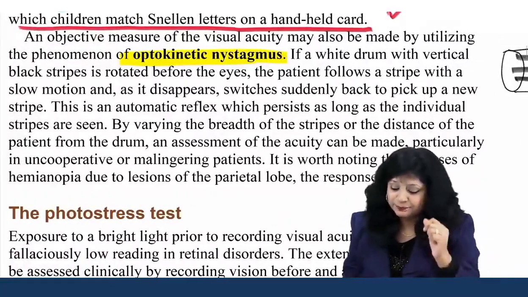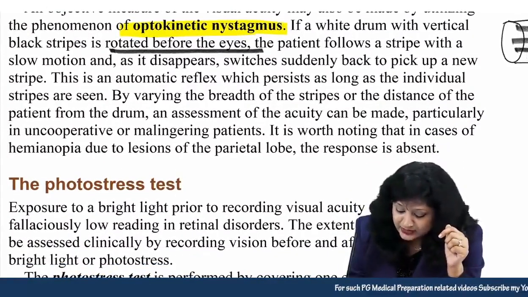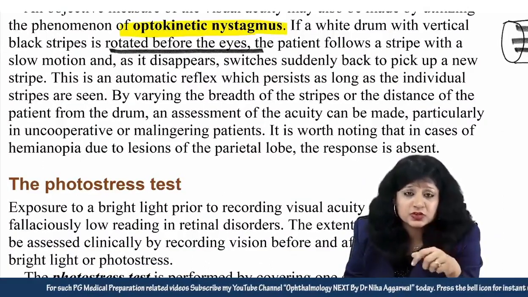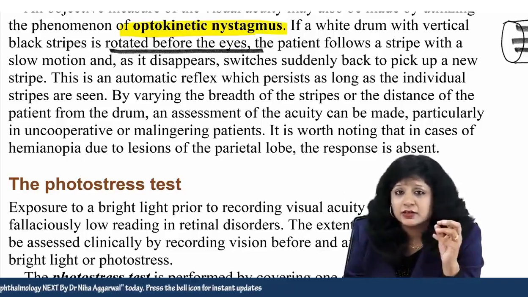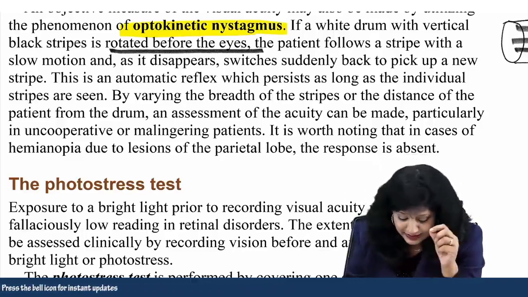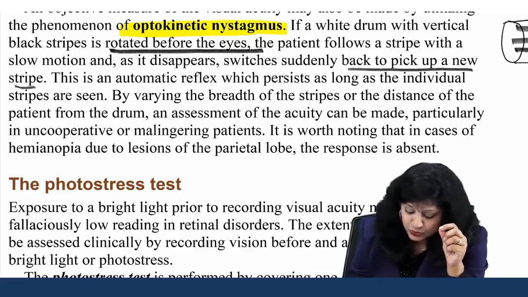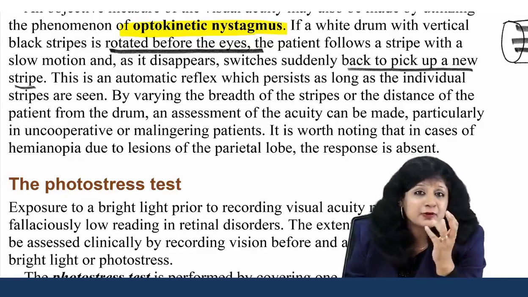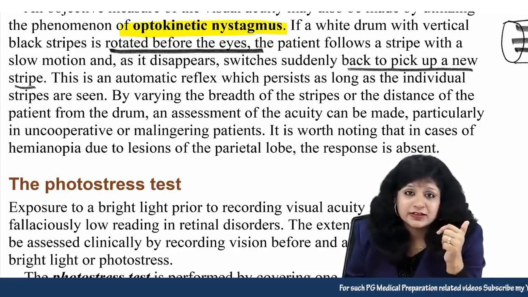So we have got the vertical lines here, and they are rotated before the eyes. The patient follows a stripe. Usually if the child is very small, the mother will take the child in the lap and sit there, and switches suddenly back to pick up a new stripe. So what is happening? You have to see for the development of a nystagmus in the eyes of the patient. If he is able to follow this, there will be a nystagmus there.